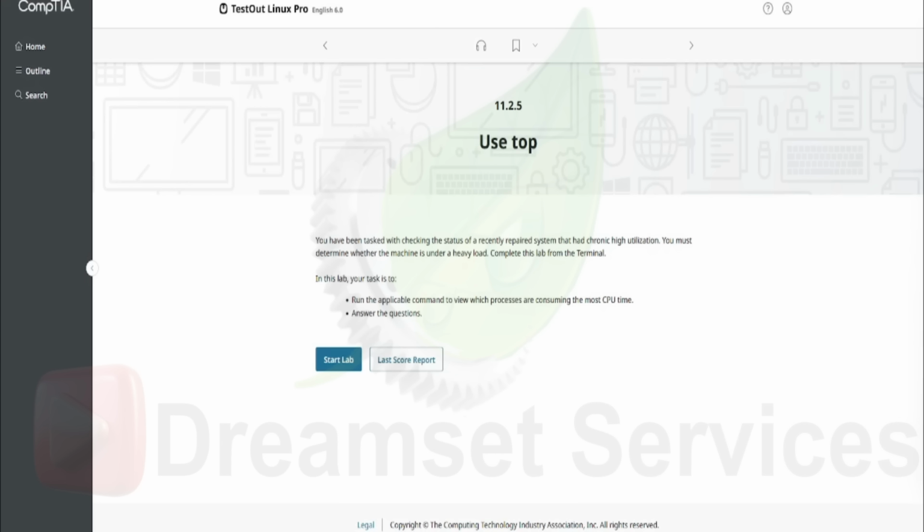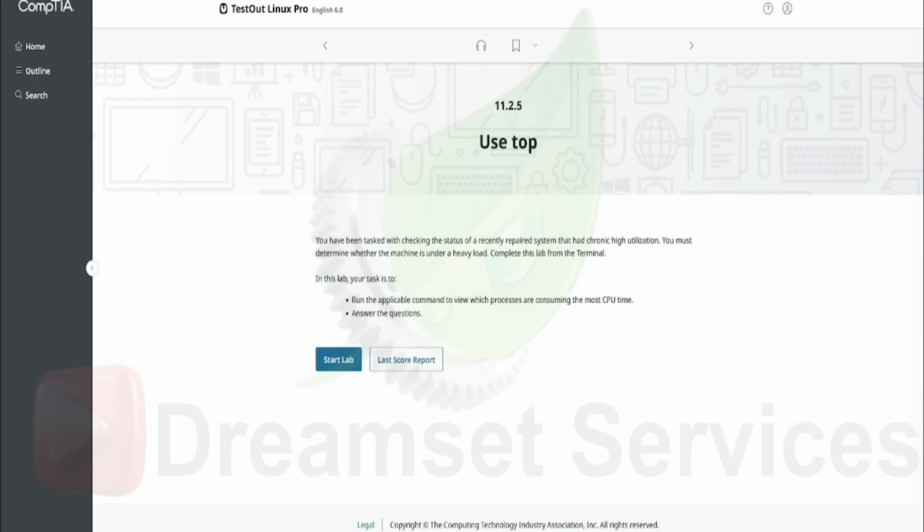Hello my technical friends, this is TestOut Linux Pro and this is lab 11.2.5 and we are going to use top. So you have been tasked with checking the status of a recently repaired system that had chronic high utilization.